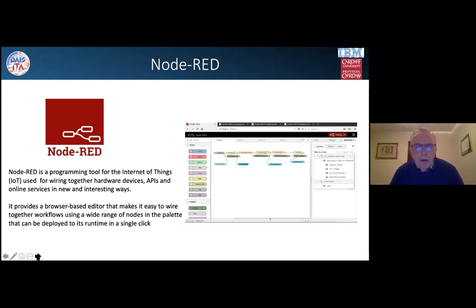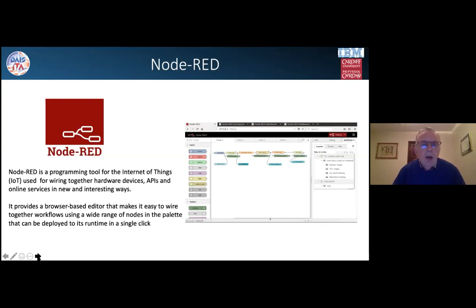Node-RED. So for those of you not familiar, Node-RED is a programming tool for the Internet of Things. It is used to enable you to wire together hardware devices, APIs, and online services in new and interesting ways. And it provides a browser-based editor that makes it easy to wire together workflows using a range of nodes that are there in a palette. You can see that on the side here of the Node-RED interface. And you can use the palette to develop workflows, and then with a single click, you can deploy those workflows.